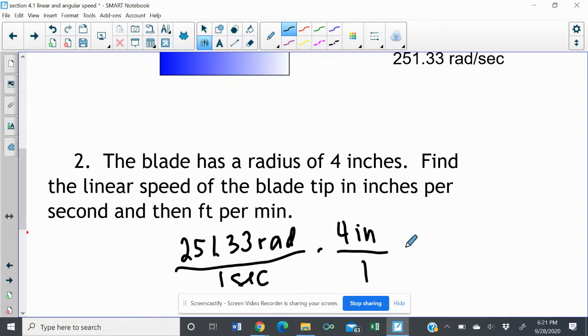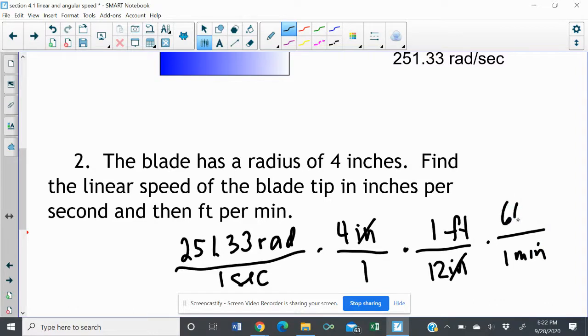All right, and then they're asking for feet per minute. So I have to change. I have inches, right? And I want to change it to feet. So 1 foot is 12 inches. So my dimensional analysis cancels those out, right? So now I'm left with feet per second. I know the radian is still in there, but it's an assumed unit, so don't worry about it. Once we put the linear piece into it, it's just incorporated. So now we're left with feet per second, but we need minutes. We need 1 minute down here, and then 60 seconds.